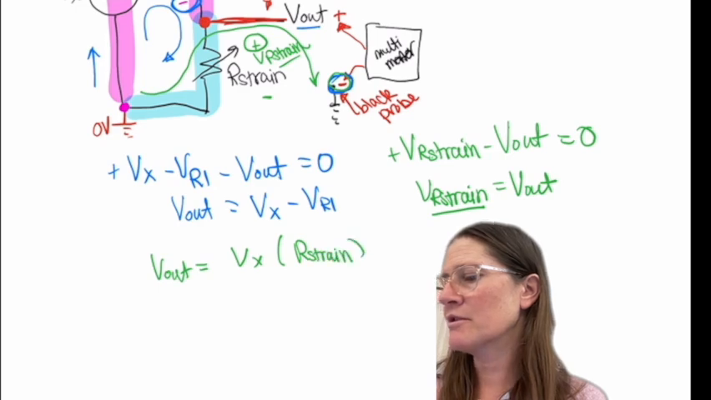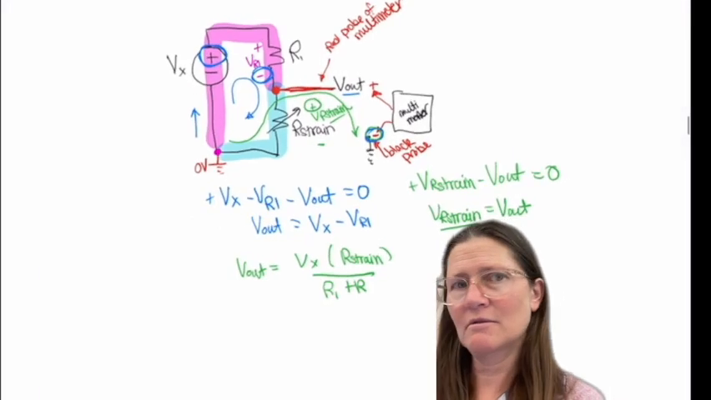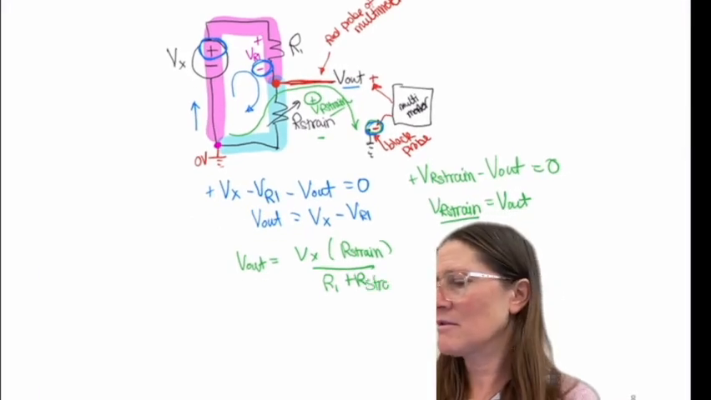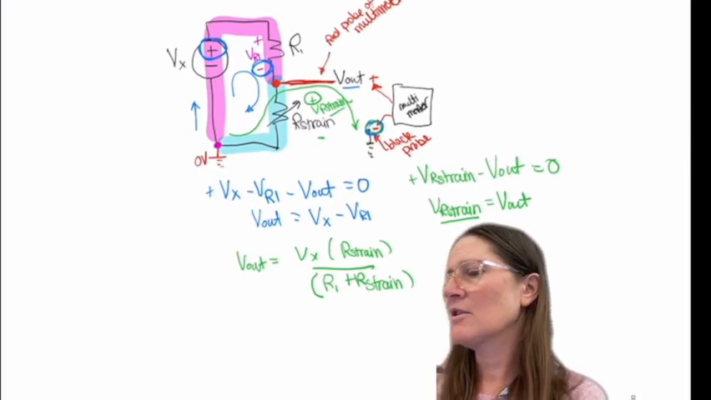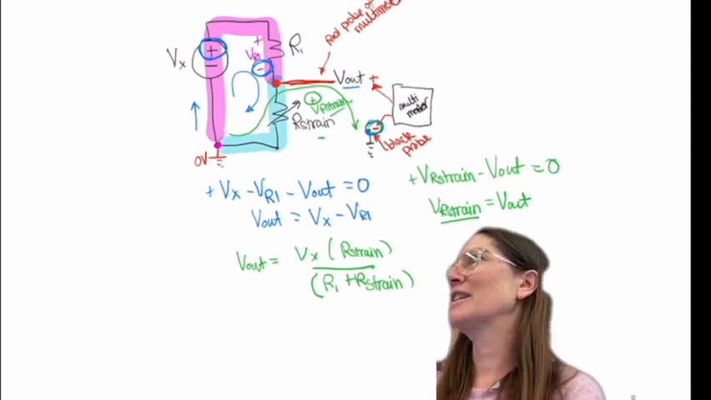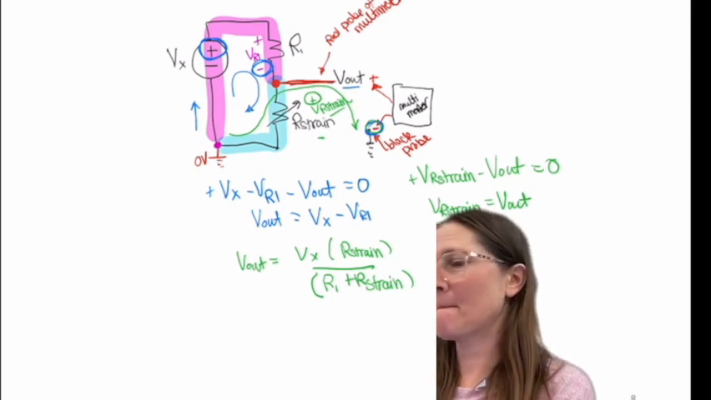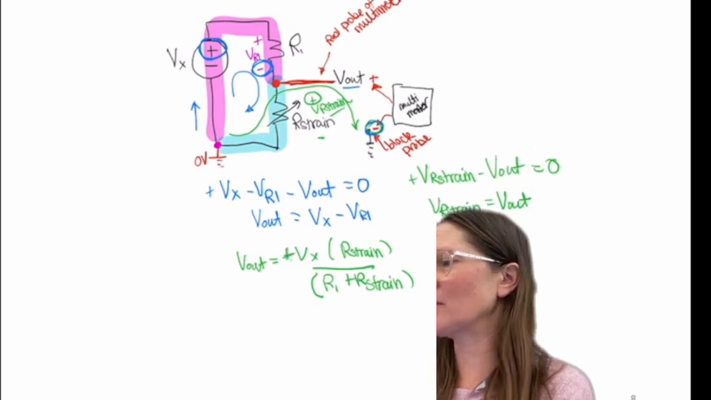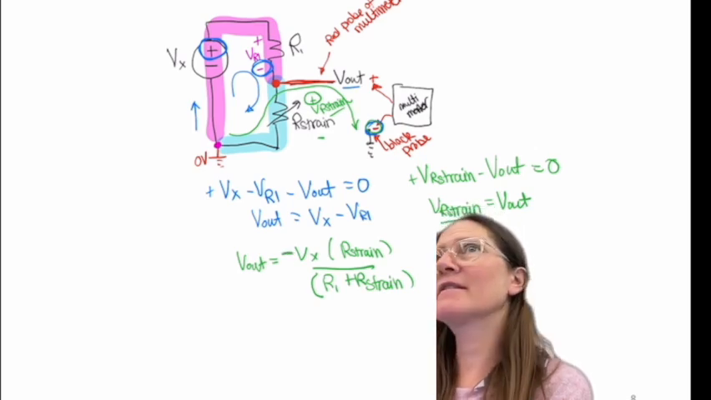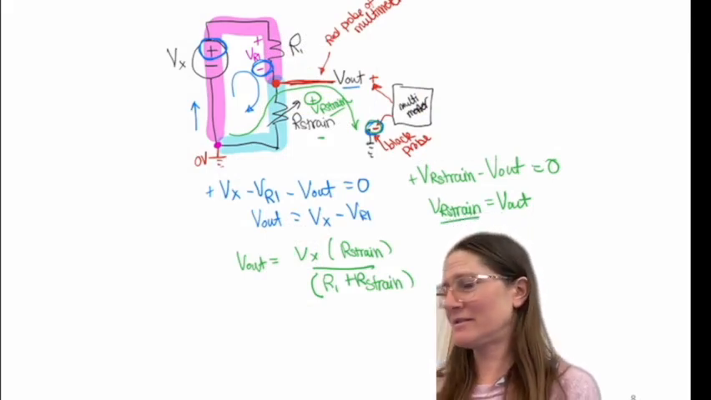So the voltage across R strain, I know, is going to be Vx times R strain over R1 plus R strain. How do I know that it's positive? How do I know this is positive and not negative? Any thoughts?